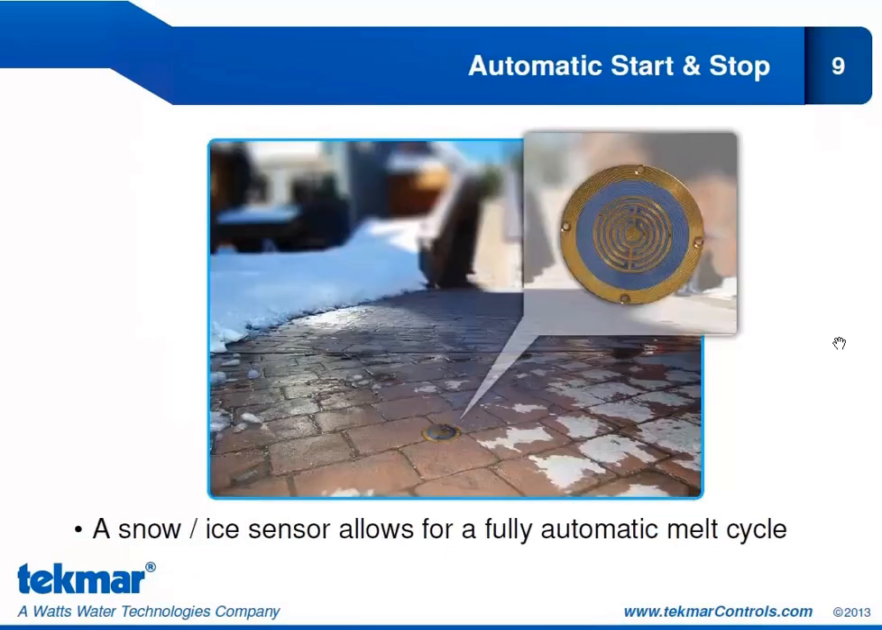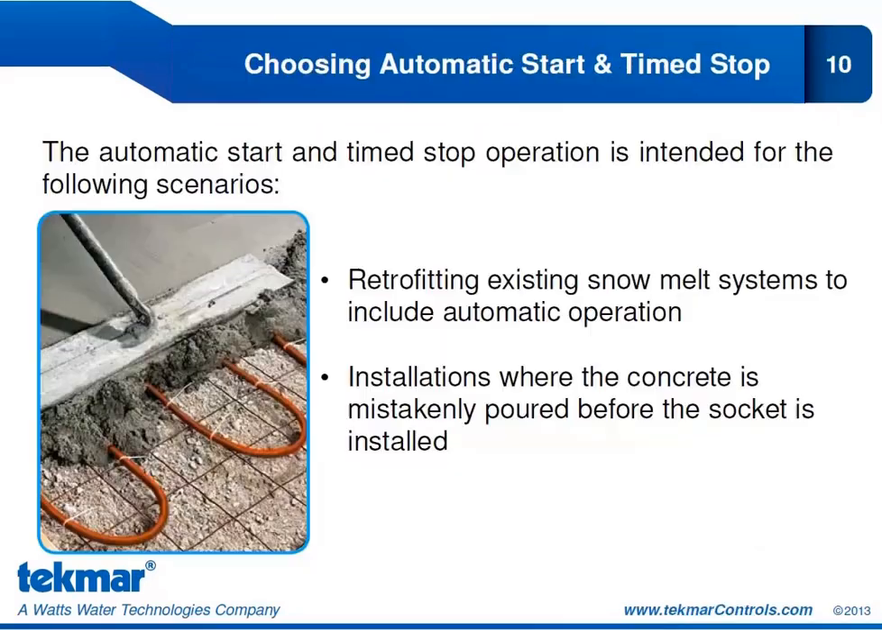Our other option would be for automatic start and stop. So in this case, we would have a sensor that would detect moisture to initiate a melt cycle, and it would also detect when the sensor is dry, and in that case we would automatically stop the melt cycle. So there's no predicting in this scenario. The sensor has the intelligence to operate the system when we need to have it operated.